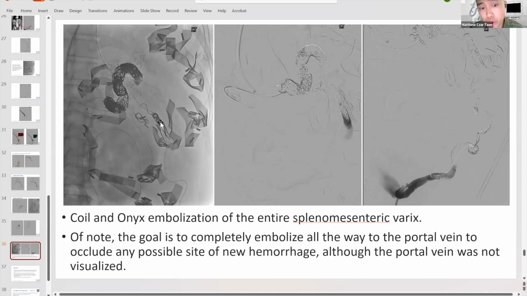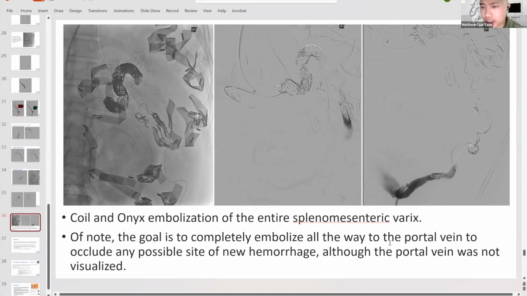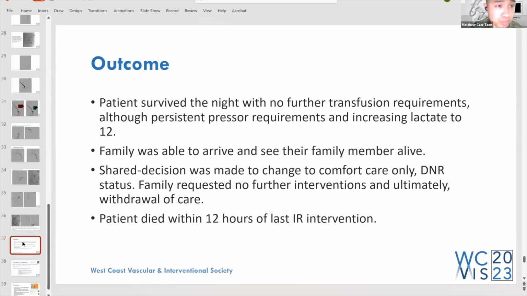Now, of note, anytime I'm doing these CARTOs, PARTOs, my goal is to completely embolize all the way to the portal vein. Because as Dr. Casadaban discussed, if you do this retrograde transvenous obliteration and the patient has worsening portal hypertension, you could get new hemorrhage. A new varix could rupture. Unfortunately, we did not see all the way to the portal vein, but we emboled as much as possible.